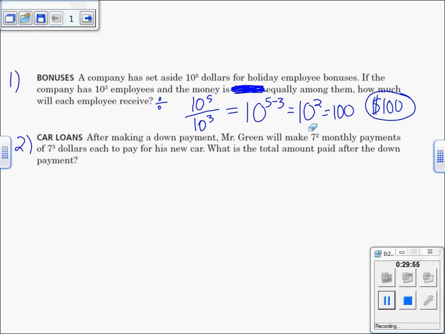Now, if you haven't already tried number 2, hit pause, give number 2 a shot yourself, but do the same thing. Show yourself what the exponent answer is, but then also make it a realistic answer. And I believe it's also about money, so make sure you're also talking dollars.